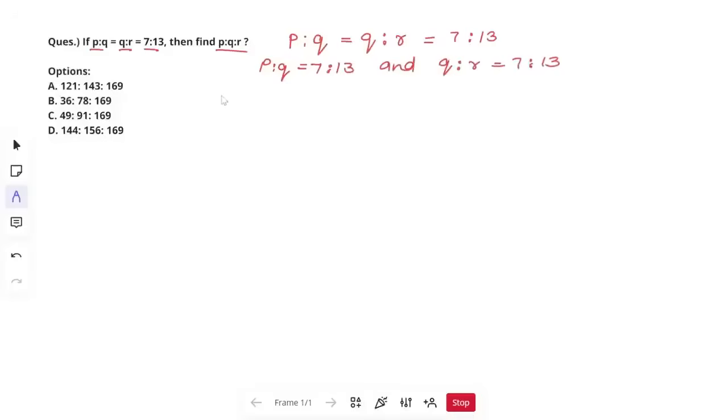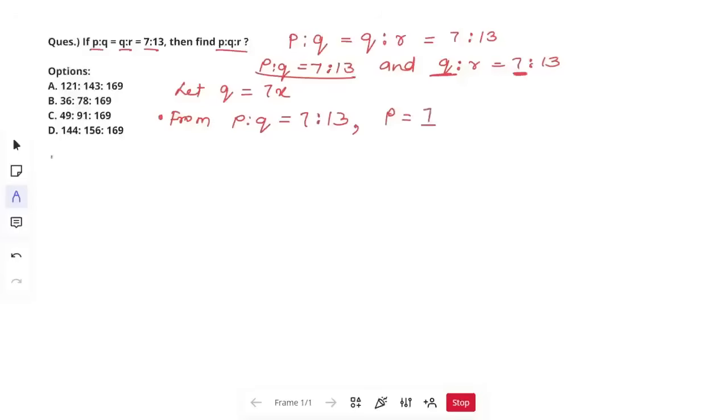Now what we will assume is our value of Q. Let Q be equal to 7x. Based on this we have taken, Q is having the ratio 7, so that is why we have assumed Q is equal to 7x. Now we will substitute the values from P is to Q is equal to 7 is to 13, which is this first equation. We are now substituting the value of P. So P can be written as 7 by 13 Q, right?